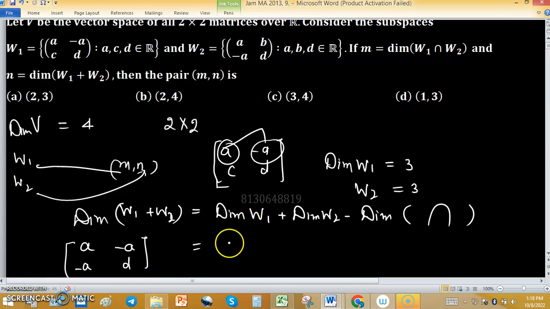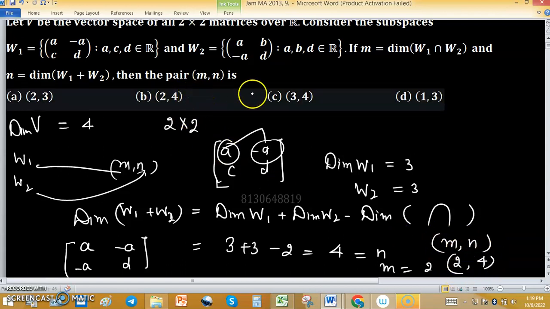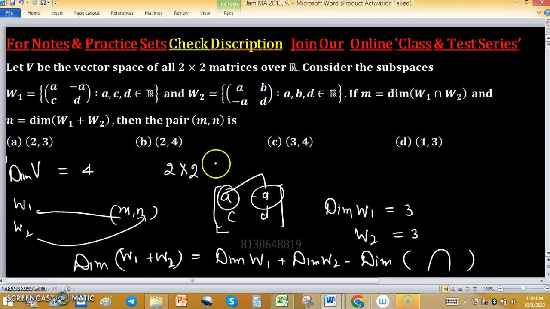So the dimension of the sum is 3 plus 3 minus 2, which is 4, represented by n, and the dimension of the intersection is represented by m, so the value of m is 2. We have to find the ordered pair (m, n), so the value will be 2 comma 4. 2 comma 4 is given in option B, so it is the right key.